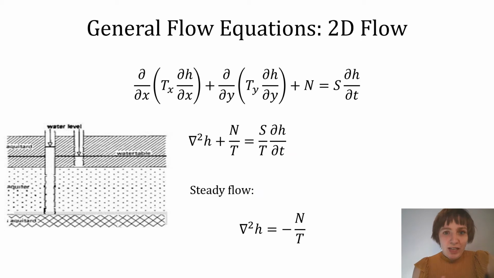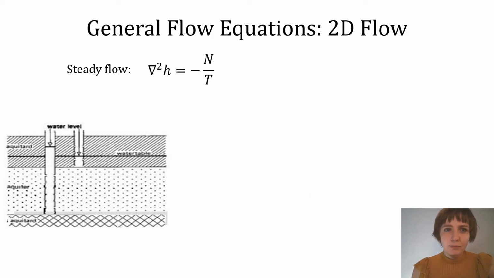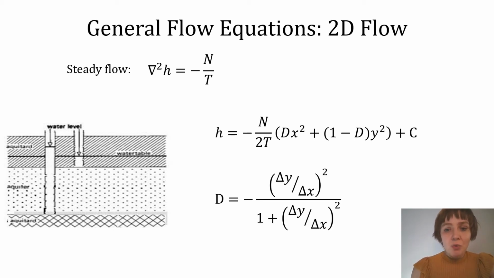So just to restate this, we have the curvature of the gradient of hydraulic head equals the net specific discharge divided by the transmissivity of the aquifer. So the amount of water moving vertically into or out of the aquifer and the ability of the aquifer to transmit that fluid. And from this relationship, we get equation 7.12 in the textbook. It looks like this, with D defined as follows right here.